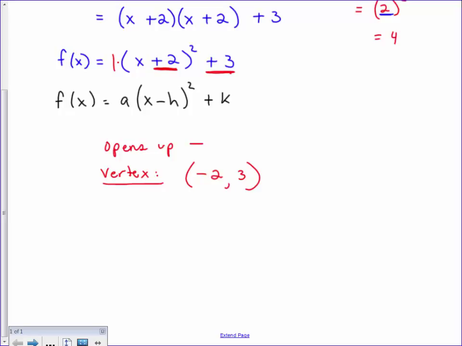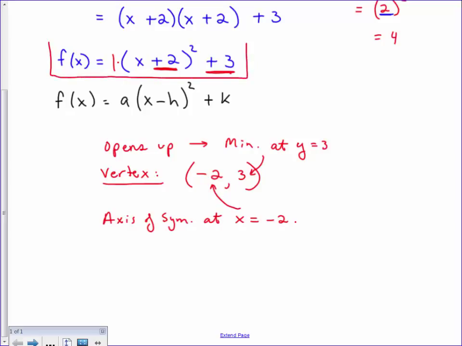Because the graph opens up, we know that there would be a minimum value, and the minimum value would be at y equals the value that I see here, so that would be 3. We also know that there would be an axis of symmetry at x equals this value. So having our function in this particular form helps us describe what the graph will look like.